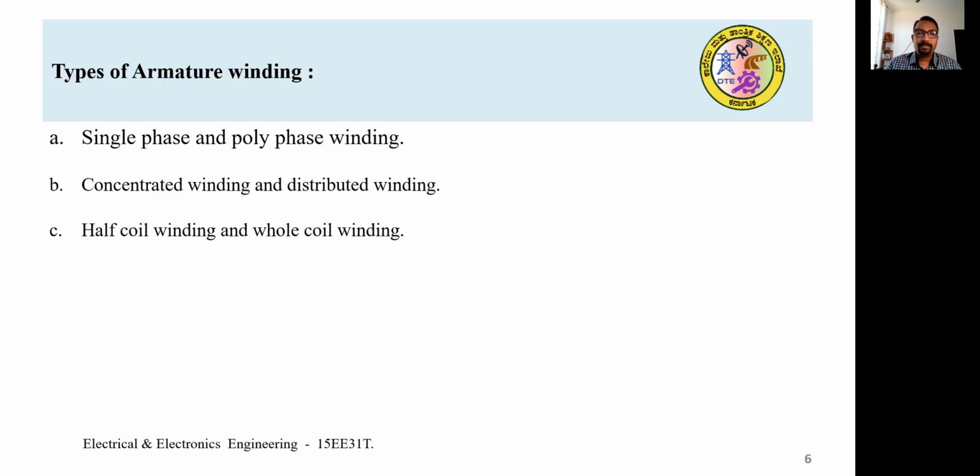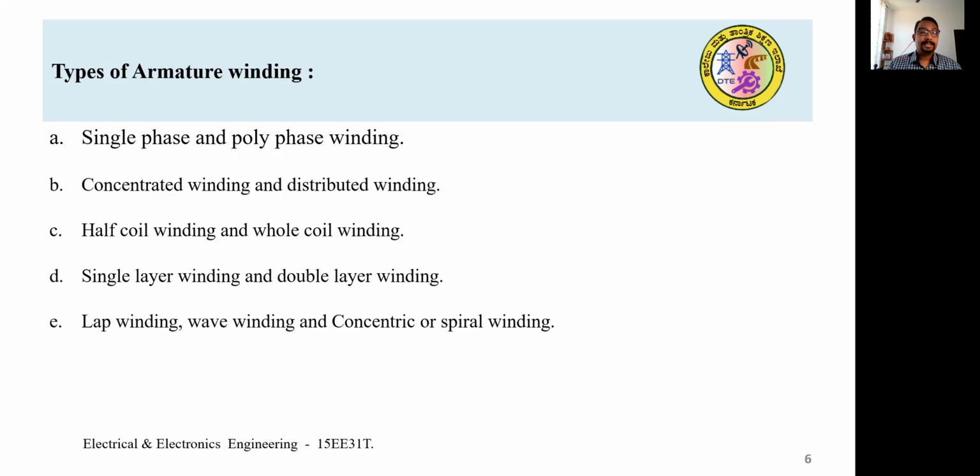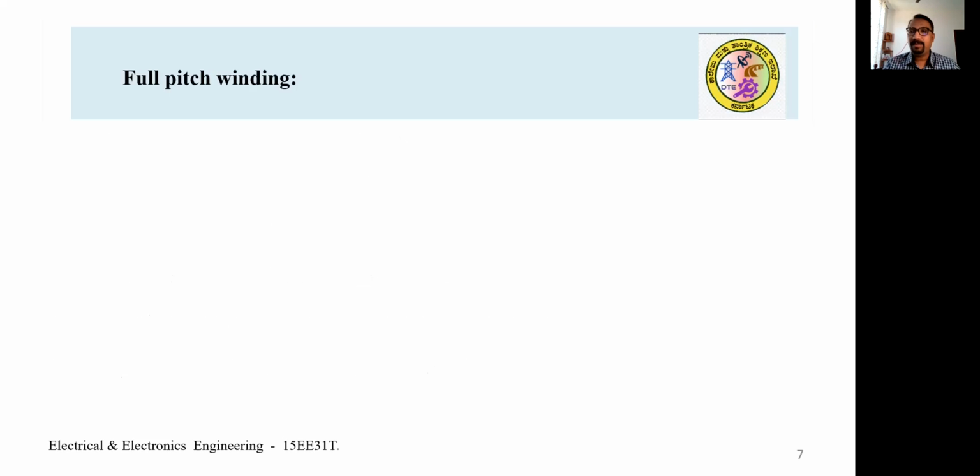Next, it may be a half coil winding or a whole coil winding. It may be a single layer winding or a double layer winding. It may be a lap winding, a wave winding, or a concentric or spiral winding. It may be a full pitch coil winding or a fractional pitch coil winding. So these are the different types of armature windings of an alternator. As per the syllabus, we only have to list the types of armature windings, so we will move on to the next slide.